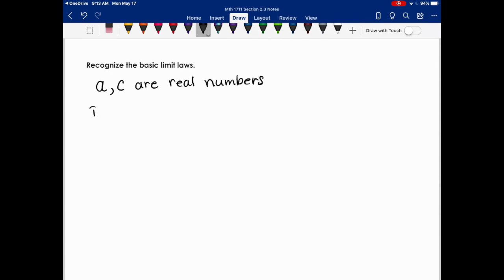So the first rule is that if I find the limit as x approaches some value of A using the function x, since x is just a line and there's no asymptotes or open holes or anything like that to worry about, the value of the limit at x equals A is going to be just A.